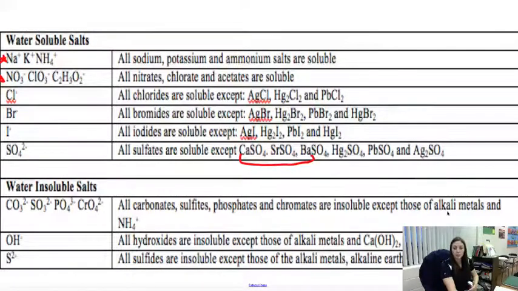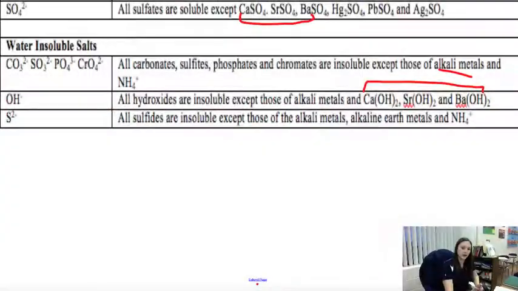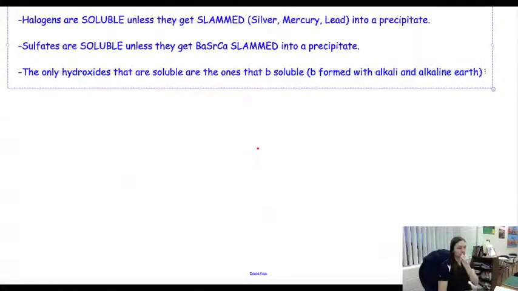Again, we're looking at alkali metals, which is group 1, which is Na, K, and NH4. And all hydroxides are insoluble. And here again, we have that calcium, strontium, and barium that are always soluble. You have some things that repeat here, which is where you get a couple of these little sayings. So I'm going to write them out. All right, so here we go.